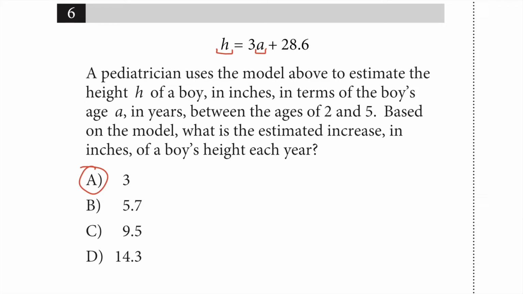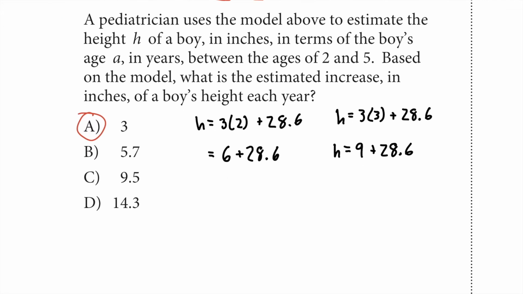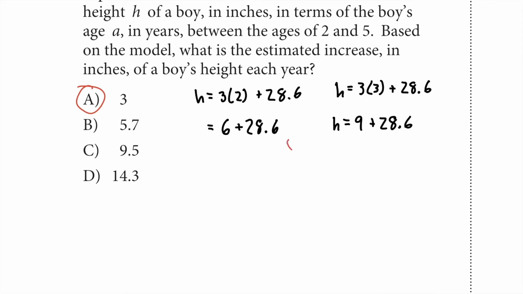But we could prove this by plugging in 2 for A. So we have H equals 3 times 2 plus 28.6 equals 6 plus 28.6. Then we have H equals 3 times 3, a year later, plus 28.6. And H equals 9 plus 28.6. So all that happened between these two is 1 year changed and the height changed by 3.